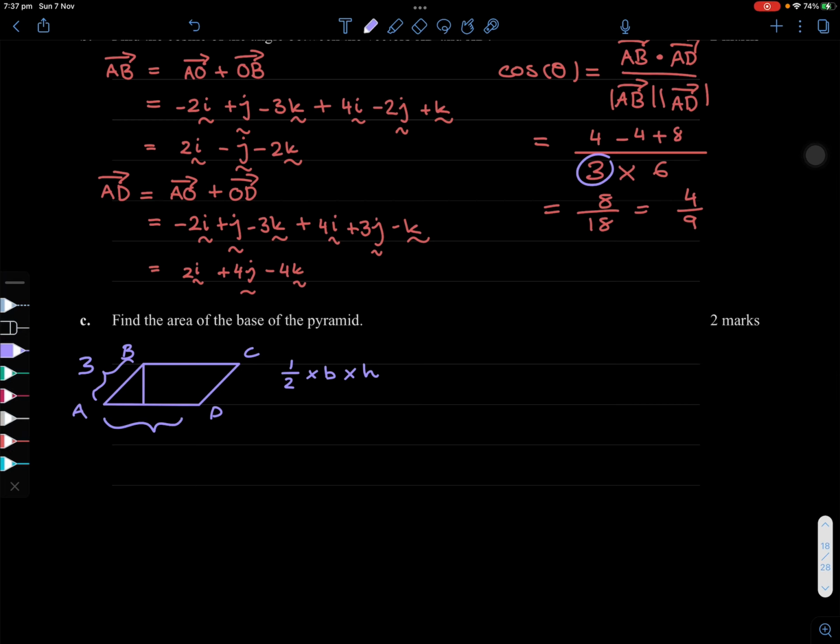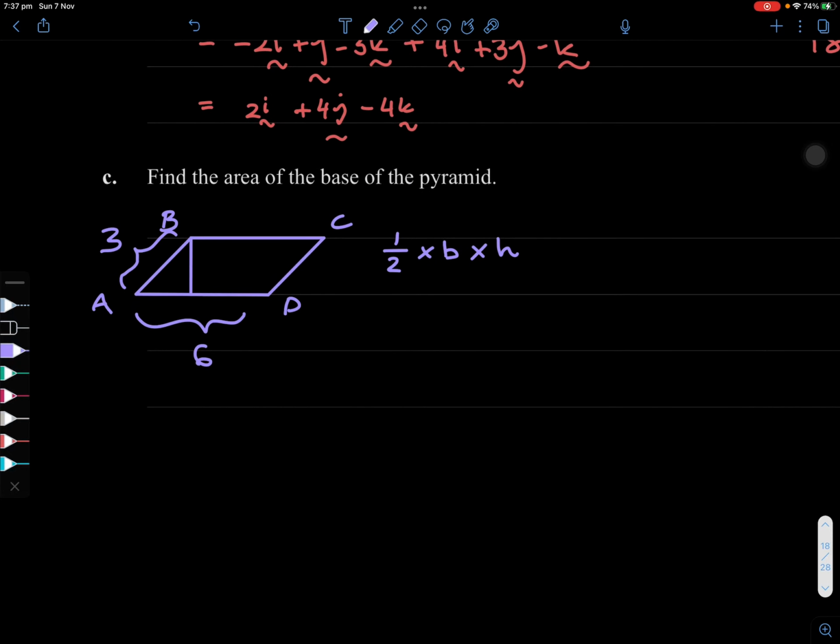Now, we also figured out the magnitude of AD. AD was 6. Right? So, the area of this is half base, which is 6, times our height. Now, the height is the thing we need to worry about.